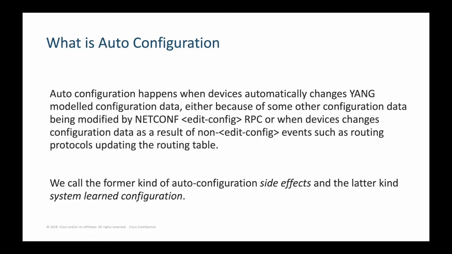So what is auto configuration? Auto configuration happens when network devices automatically change YANG model configuration data, either in response to some other configuration data being modified by a network manager, or when devices change configuration data due to non-manager initiated configuration events, such as routing protocol updates or a technician inserting a line card which makes pre-configured network interfaces active. We call the former type of auto configuration side effects and the latter type system learned configuration.